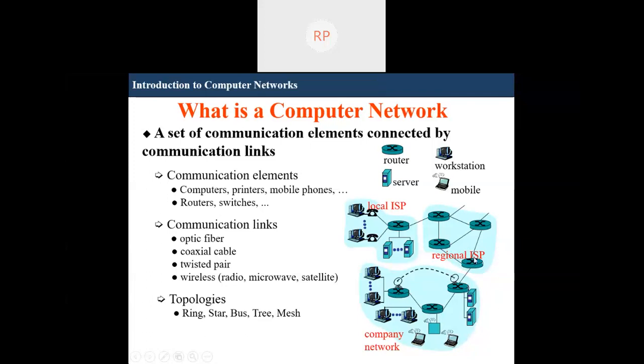With the help of that, you connect to the regional ISP, then the local ISP. Someone is requesting, so that request is forwarded to the regional ISP. Then it's forwarded to the respective company, which fetches the data, and it reverts back with the help of the same IP addresses, through the regional ISP, then the local ISP. At the end, it reaches the end user. So this is the simple representation of a computer network.